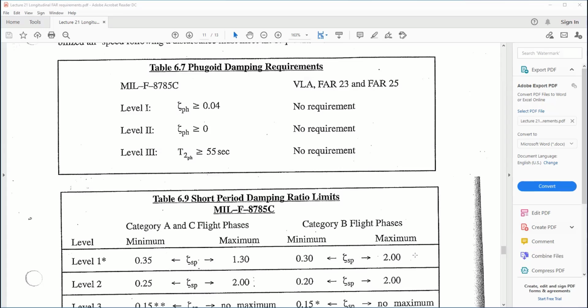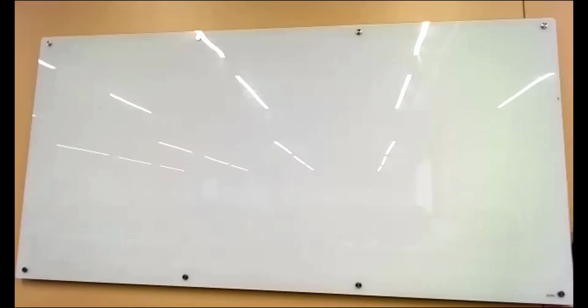The formula I need to give you is the time, the T subscript 2 subscript pH. This thing is the time to double amplitude. So to meet level 3, you can actually have a divergent phugoid. And the way you calculate that, I'll show you in a minute.